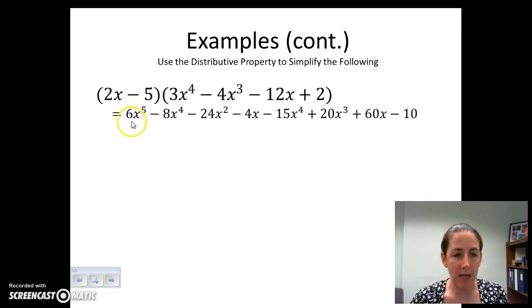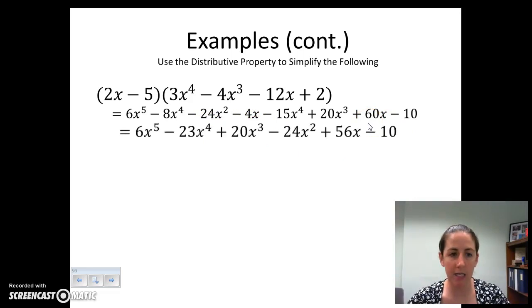And so when you do that, you get this big, long algebraic expression when you multiply the 2x and you multiply the negative 5 to everybody. Then you look through, you find your like terms. I've got a negative 8x to the 4th and a negative 15x to the 4th. And what else? I've got a negative 4x and a 60x. So once you combine all your like terms, you get a final answer of 6x to the 5th minus 23x to the 4th plus 20x cubed minus 24x squared plus 56x minus 10. No other like terms, so you're done.